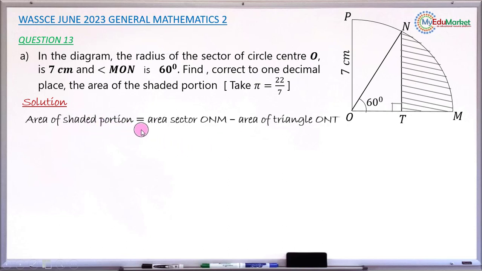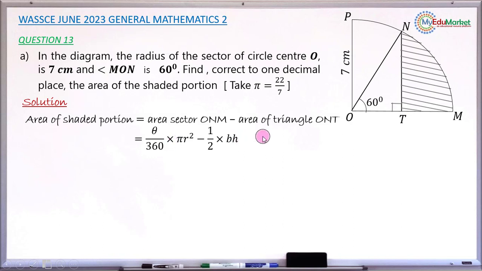Area of the shaded portion is now going to be area of the sector ONM minus the area of the right-angled triangle ONT. Area of the sector is given by the formula theta over 360 multiplied by pi r squared, and the area of a triangle is given by half base times height. So there I'll now substitute my theta, my r, my b, and my h.